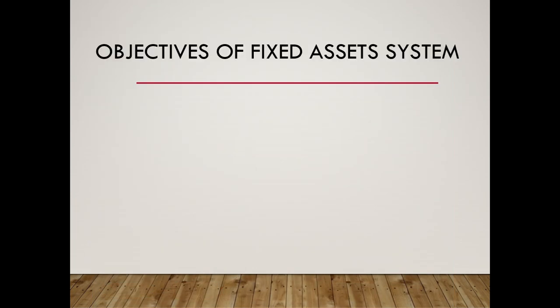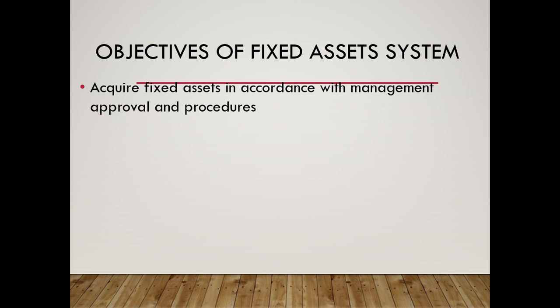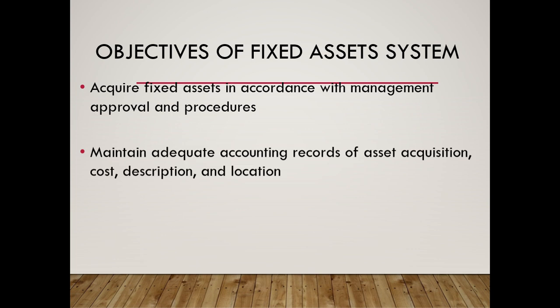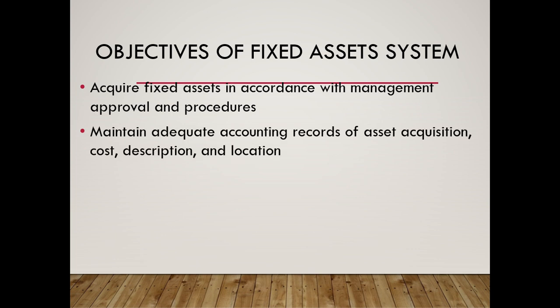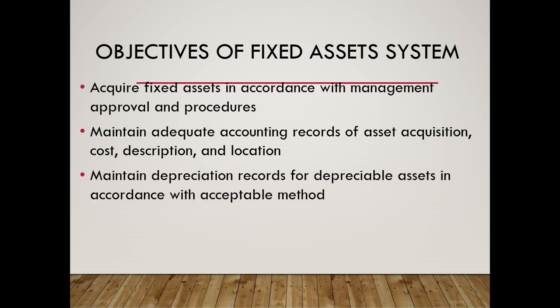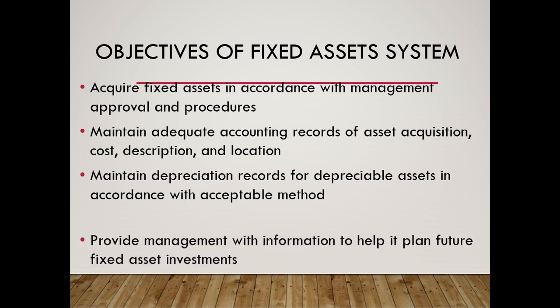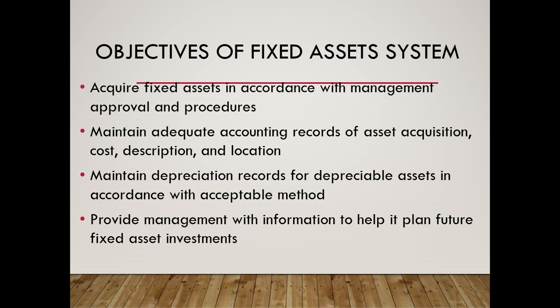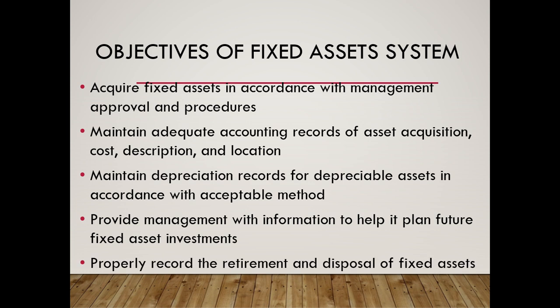Okay, so let's first know about the objective of the fixed asset system. Okay, this system is for the acquisition of fixed assets in accordance with management approvals and procedures. Okay, to maintain adequate accounting records for the acquisition, the cost, the description, and location of that asset. Then the maintenance of the depreciation records, especially for those depreciable assets under the acceptable depreciation methods. And then provide management with information to help it plan the future asset investments. And properly record the retirement and the disposal.